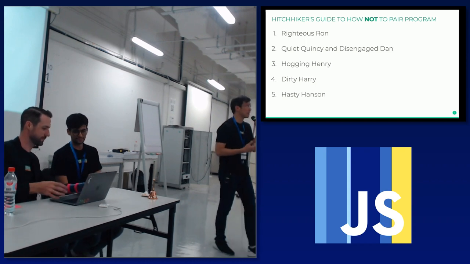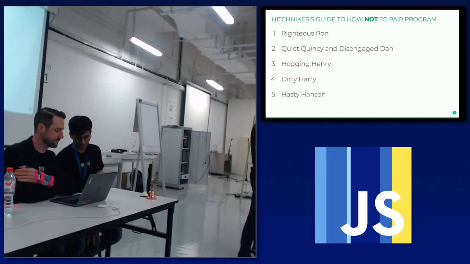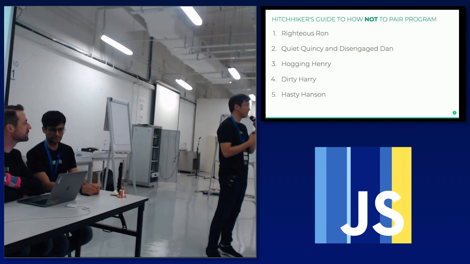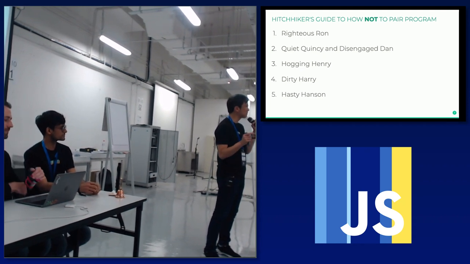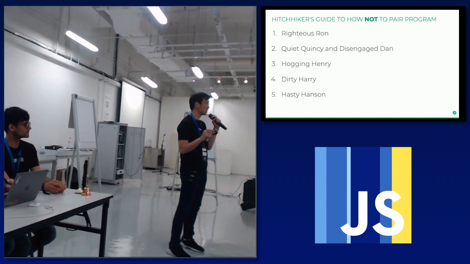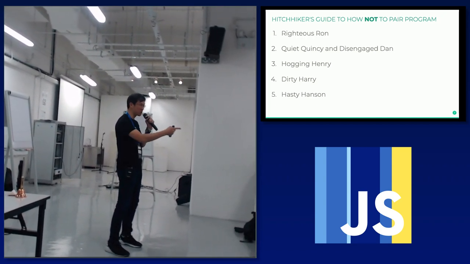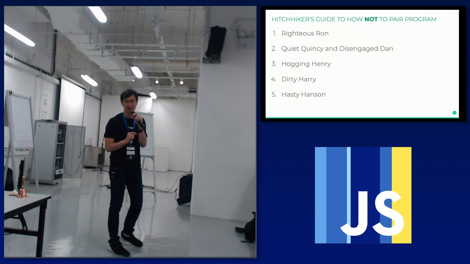Righteous Ron tends to be the kind of person who, when you code, always thinks you're the only one who knows the answer. It can happen, but in pair programming, you have to be open to listen to other suggestions. That's from the perspective of the driver, the person who types. Sometimes it's the navigator, the partner who thinks he or she is the right one. No, you're doing this wrong, you're doing this wrong, right? Pair programming is collaborative work, so both sides need to learn to collaborate in that sense.